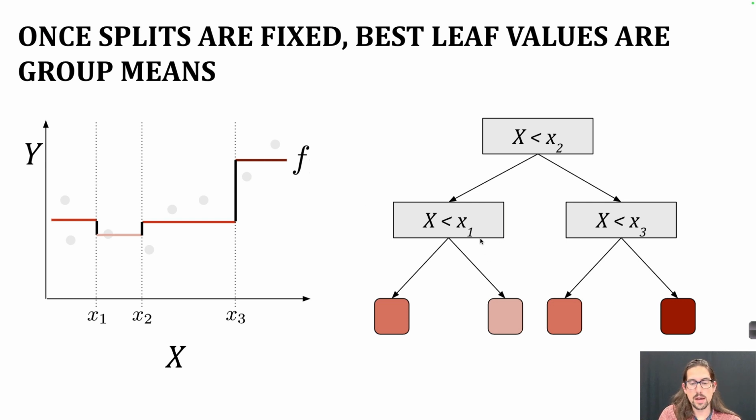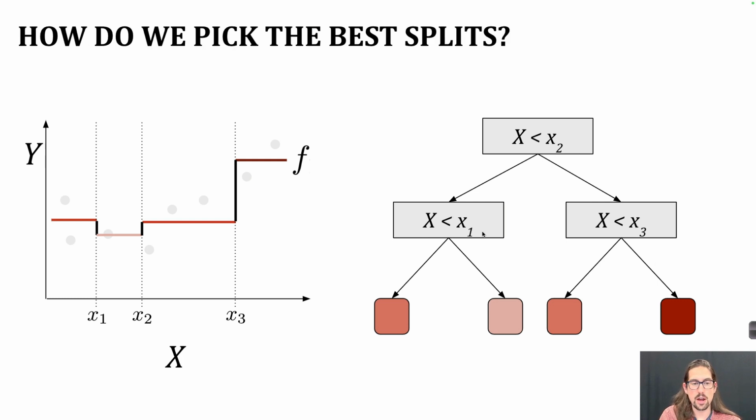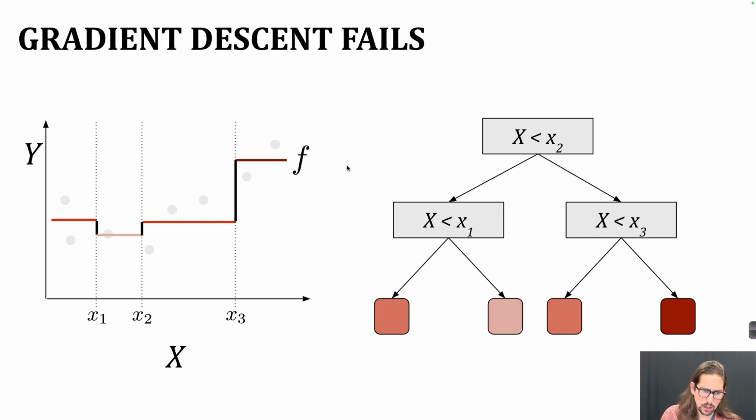Now the problem is that we have not actually fixed. We don't actually have the buckets. They're not known, right? So how do we pick the best splits? Should x1 go here, or should x1 go over here, or should I first split by x2, or how do I figure out what the structure of this tree is? Even if I know how to figure out what values to put in the leaves, how do I figure out the structure? And you may think, I don't know, gradient descent worked for linear regression, gradient descent worked for logistic regression. Does it work here?